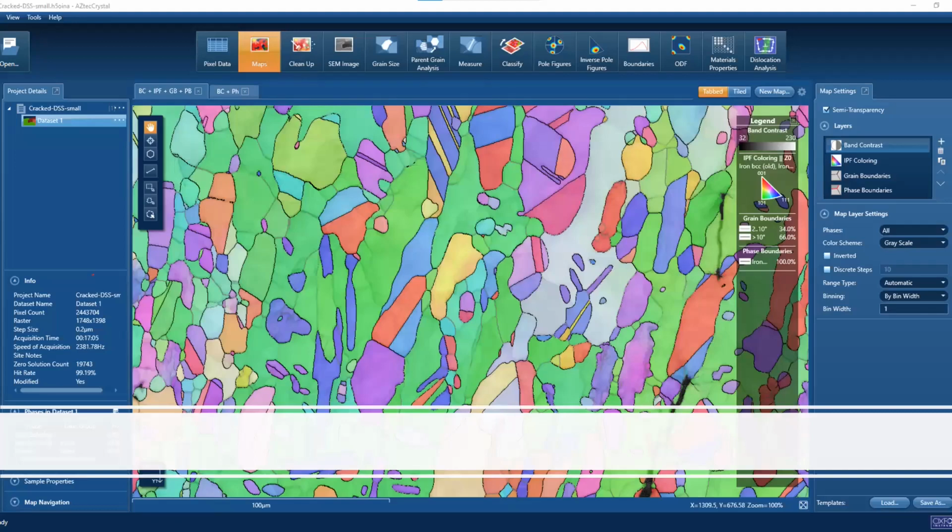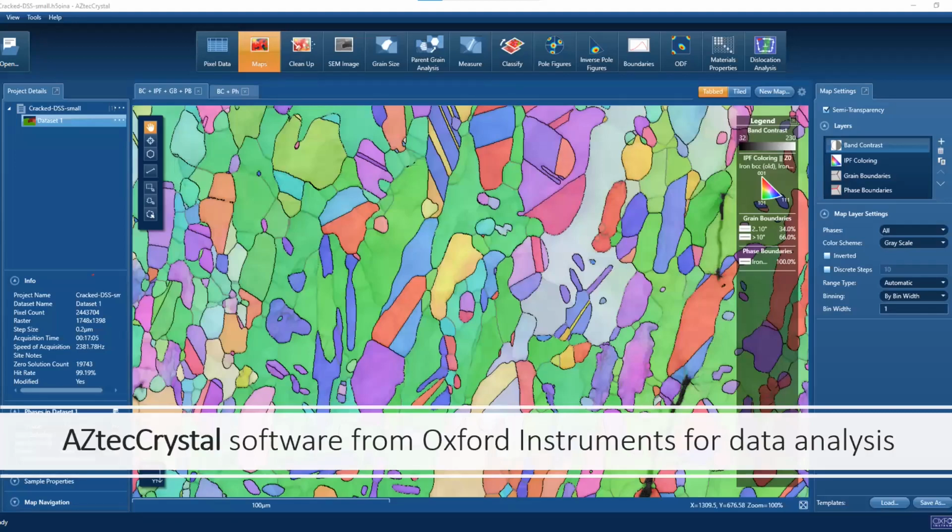So I want to move on to the analysis. One of the software packages we can use is AZtecCrystal, which is from Oxford Instruments, that we have abundantly here in Manchester. We can show maps, we can clean the maps, we can do grain size analysis, parent grain analysis, texture analysis, but as well as that, we can do material properties, for example Young's modulus, and dislocation analysis, which I'll briefly explain.